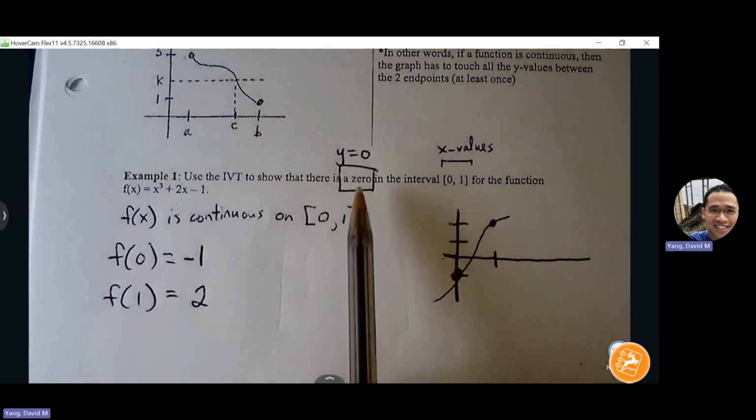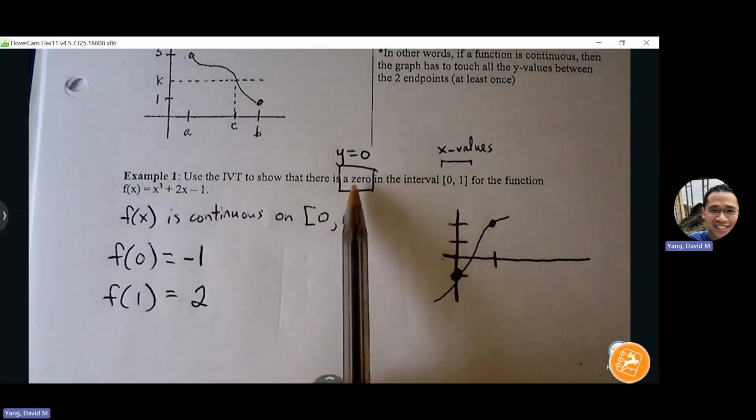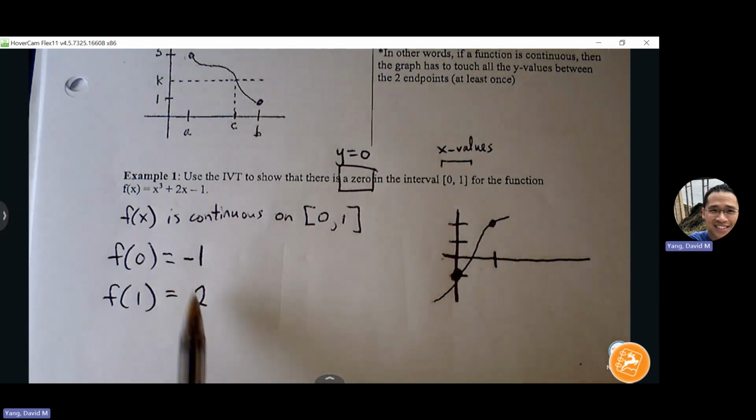It depends. Sometimes the target y value can be the x-intercept. Sometimes it could be a different y value. So we just have to look at what is the target that the problem is asking for us to find, and can we show that the endpoints, one is above and the other is below the target. And that's it.